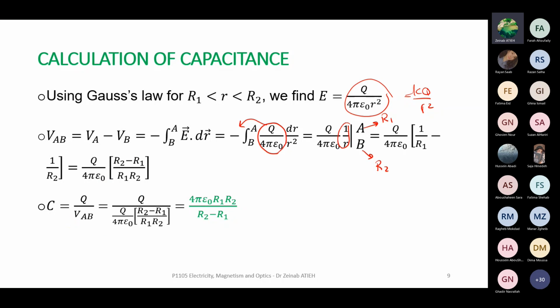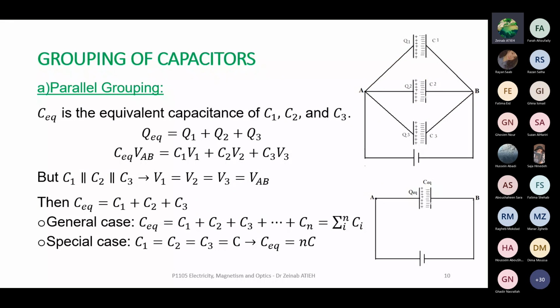Now let's find C, divide Q by VAB, we will get this form, and we can see that it depends on R1, R2, and epsilon. The type of dielectric, first radius, second radius. And this is the capacitance and how to calculate it for certain, let's say symmetrical shapes. Now let's move to something more important, which we use too much in our questions, grouping of capacitors.